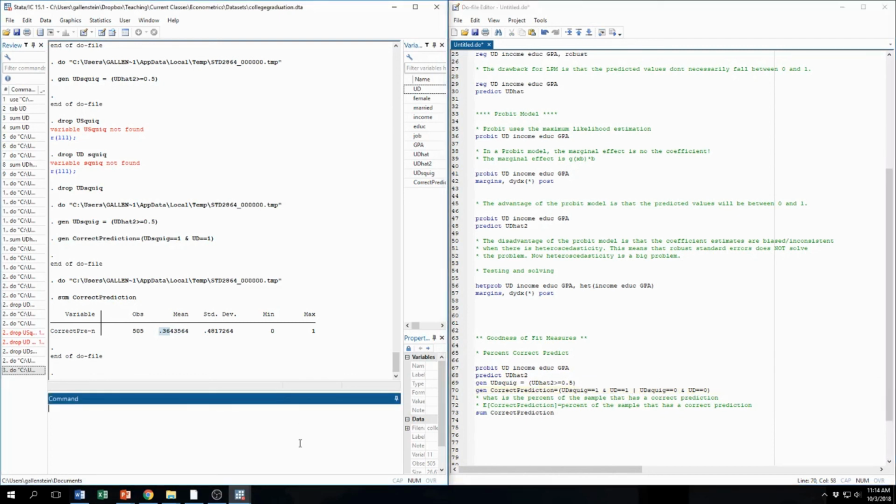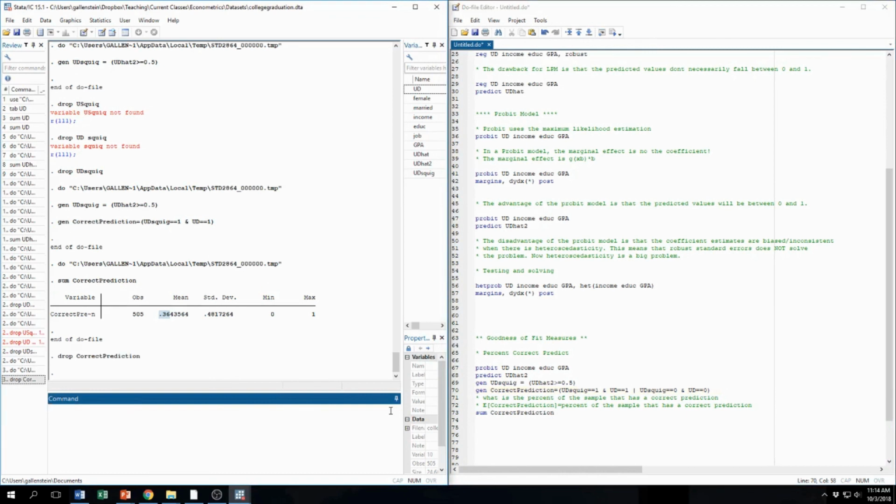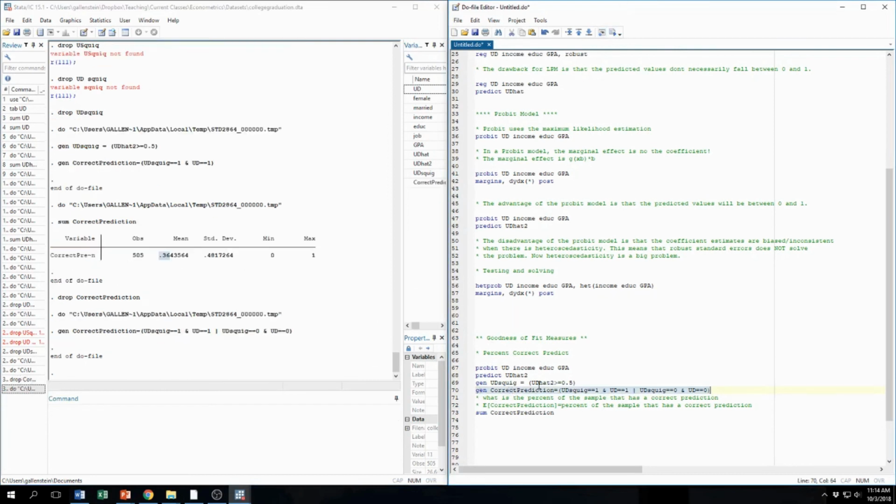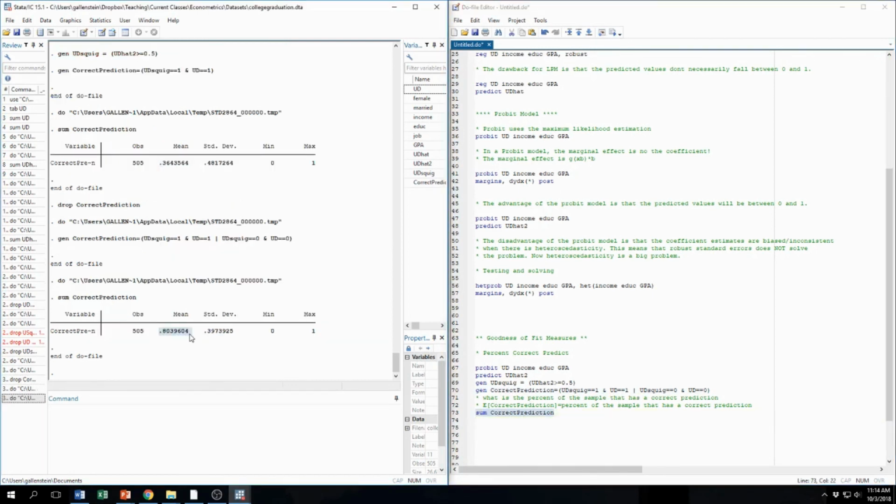All right, so now I need to drop correct prediction, drop that, regenerate it. Here we go. So these are ands, and then this is an or symbol. All right, let's do this again. There we go. This will give us much better. All right, 80%. 80% is pretty good. Basically, we're saying that 80% of our predicted values predict the correct value in the data set. That's not bad.